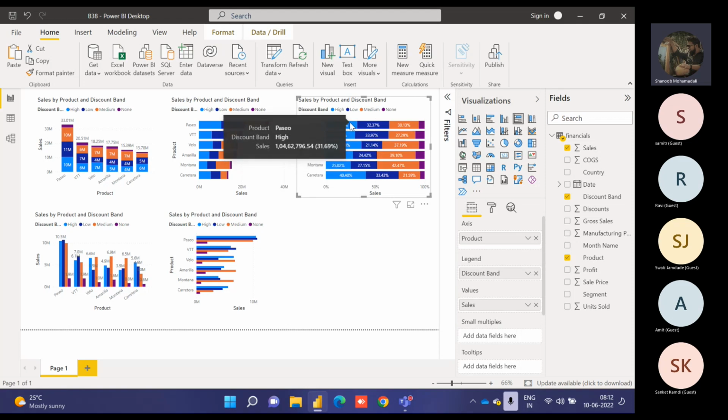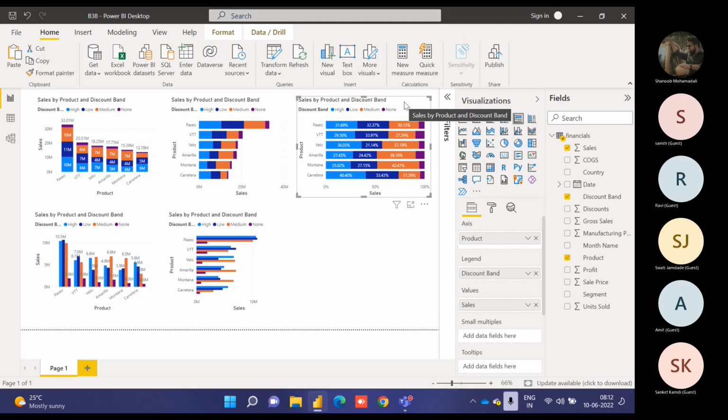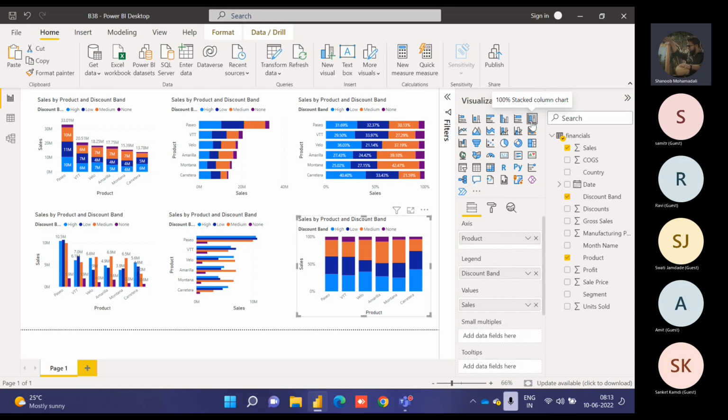Why? Because the distribution of the discount bands within the total sales for an individual product is what will make up 100%. So if you want to show something related to percent distribution, then we can use the 100% stacked bar chart or the 100% stacked column chart. Yeah, I can use it like this.